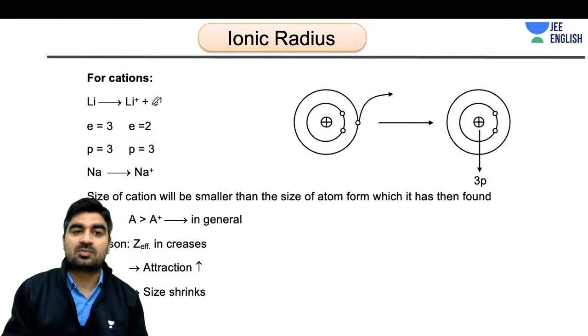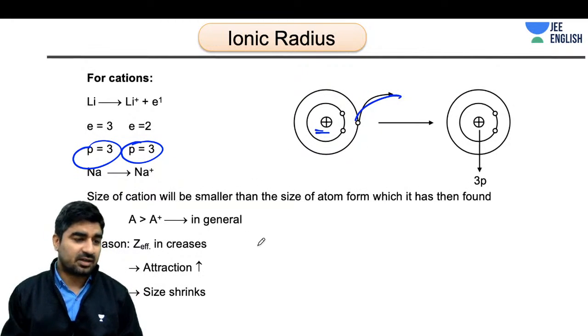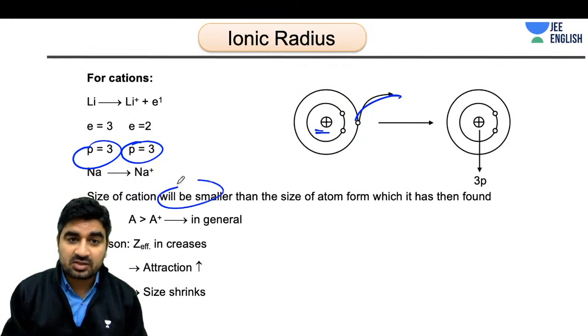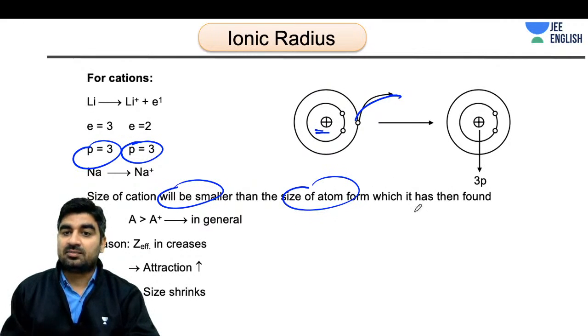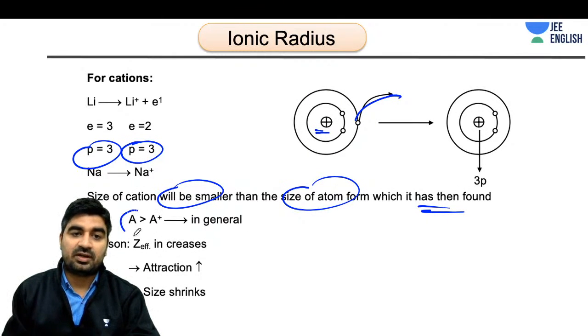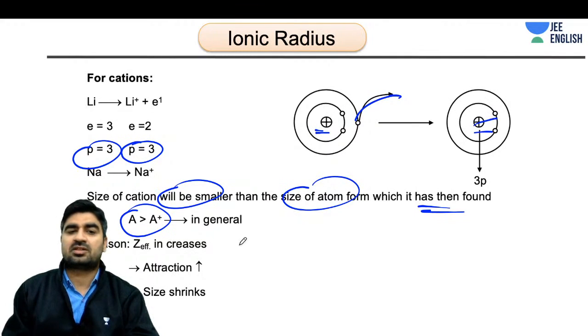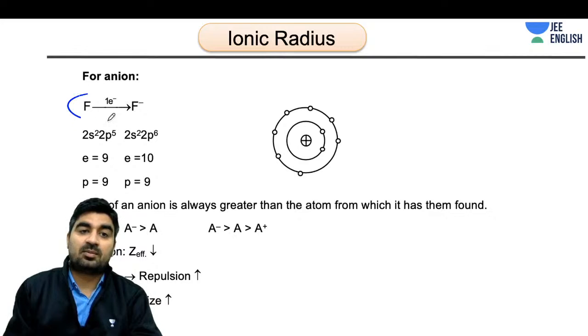So let's discuss this point. Because the number of protons is fixed and one electron is being removed, the size will decrease. Size of cation will be smaller than the size of the neutral atom from which it has been formed. So radius of A will be greater than A plus. Why? Generally the force of attraction will increase and size will shrink. Got it? And what about the anion?